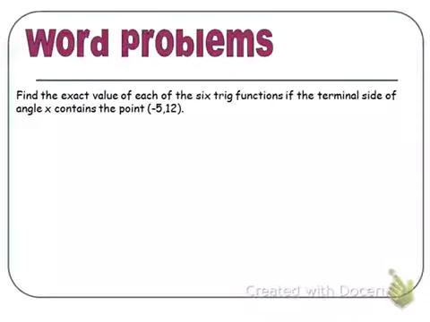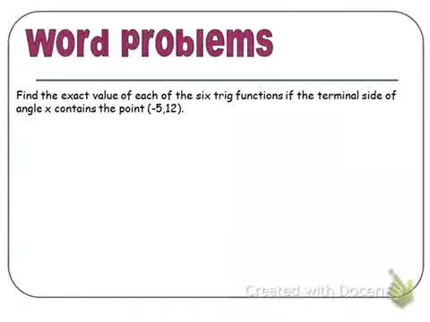Find the exact values of each of the 6 trig functions if the terminal side of angle x contains the point -5, 12. Now some of you are going to get to this on the test next Friday or Thursday, and you're going to look at this problem and say, oh my gosh, I forgot how to do this. What are we always looking for in trig? The triangle. You got to go to the triangle. All right, where is the triangle in the problem?